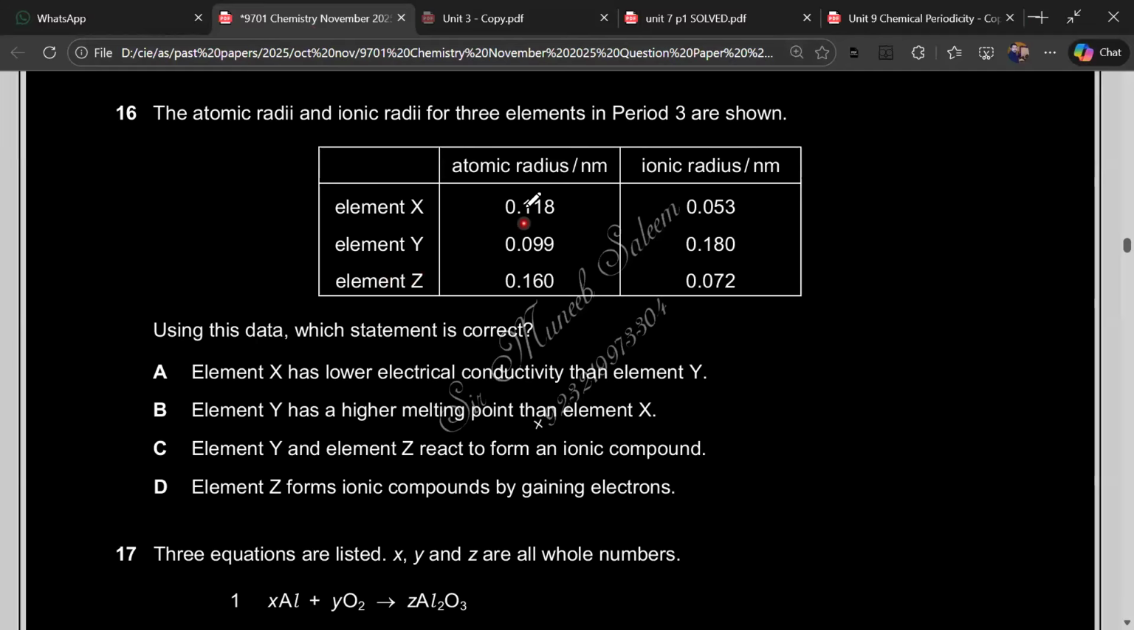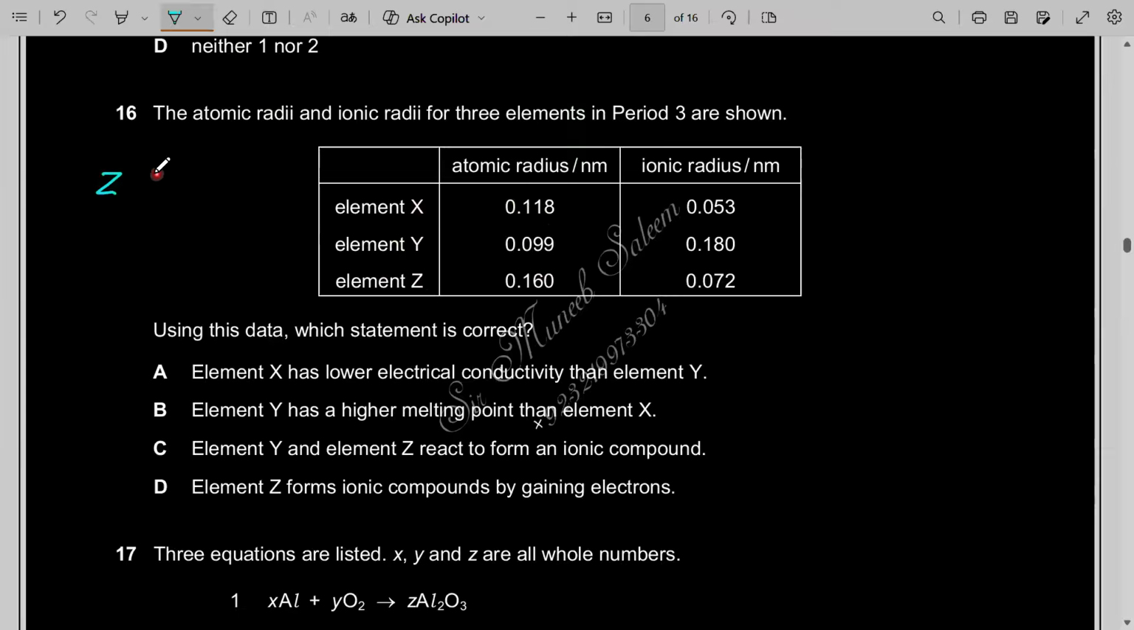Now back to the question. We have X, Y, Z, three elements. Now, if we look at their sizes, we can clearly see that Z has the highest size, then comes X and Y the smallest. So Z is larger in size than X, and X is larger in size than Y. So this is the trend of these atomic sizes.